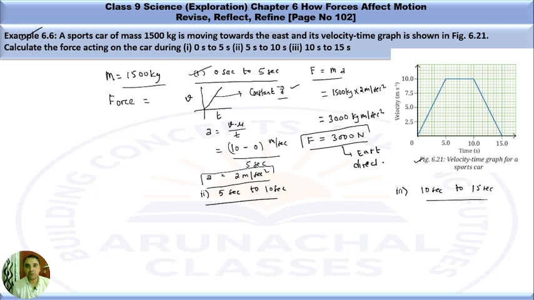We have got the value of force as 3000 Newton, the magnitude is 3000 and the direction is also towards east direction only. Let us move to the second case.